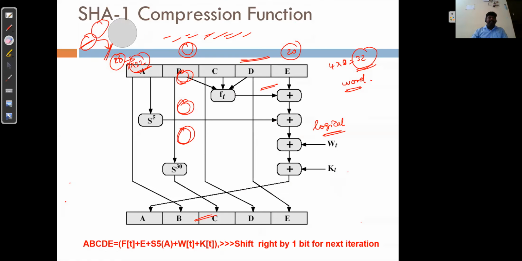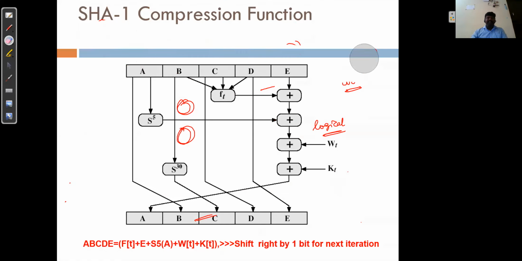When you talk about the detailed operation performed in each round or each step, this is the detailed operation. Values are stored in the A, B, C, D, E registers, and we are going to use only the values stored in the B, C, D registers, perform some logical operation, and get a 32-bit output. This 32-bit output is added to the value stored in the E register, which is 32 bits.